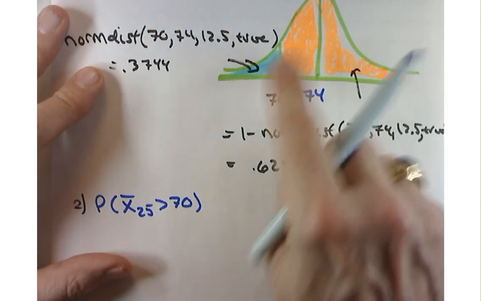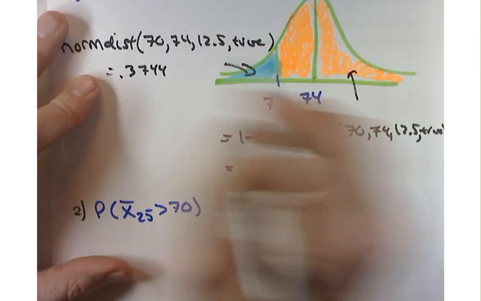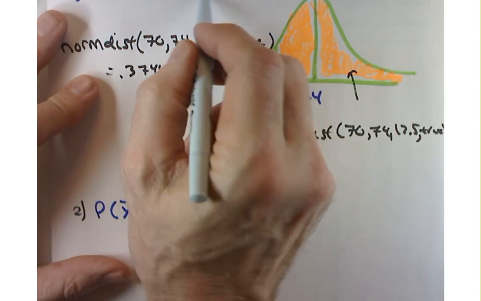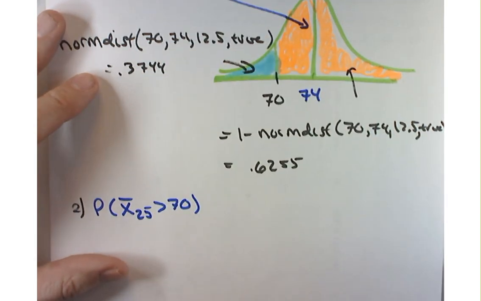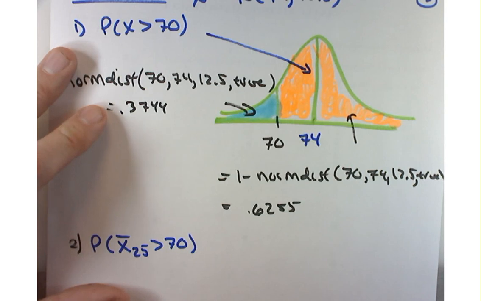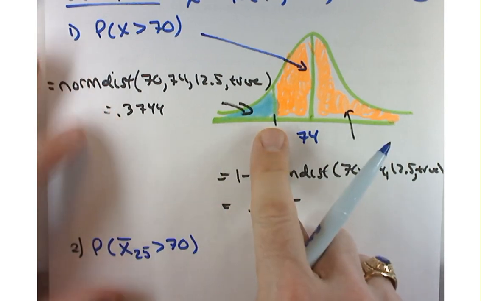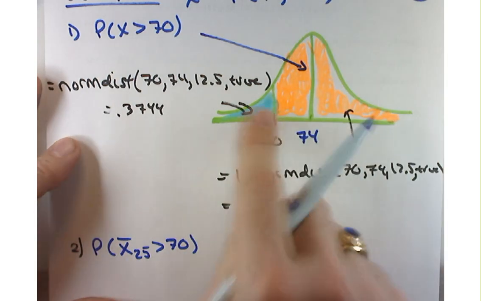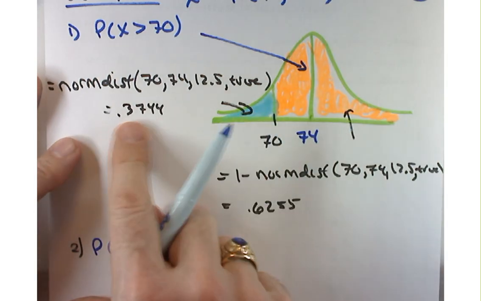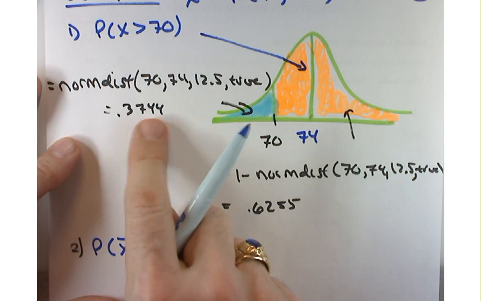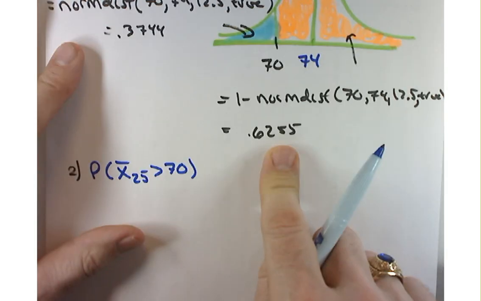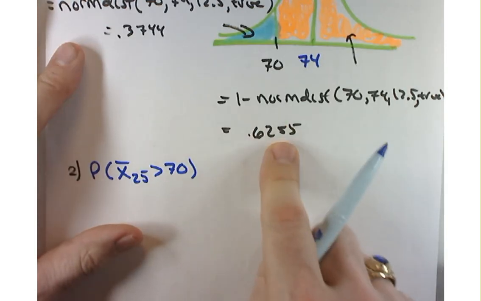No, trying to find the orange shaded area, because we want to find the probability that x is greater than 70. That's going to be that area right there. Now, the reason we had to subtract from 1 is because of the way Google Sheets works. Google Sheets gives you this area. So that was 0.377 or 0.3744. And when you subtract it from 1, you get this. All right.